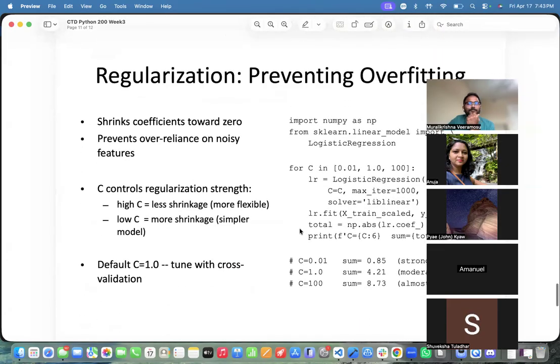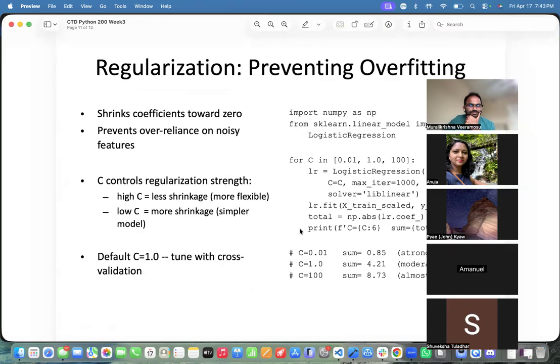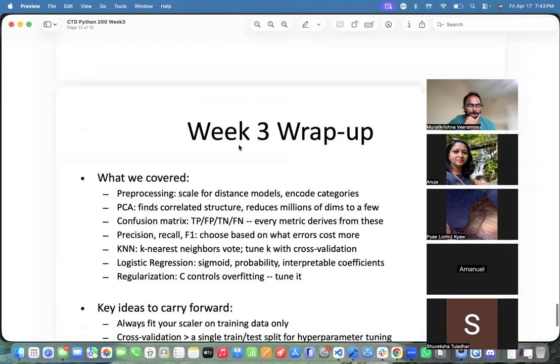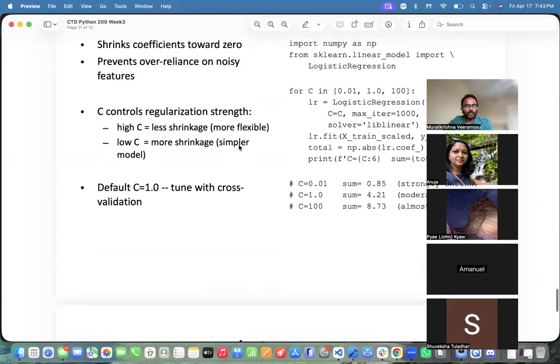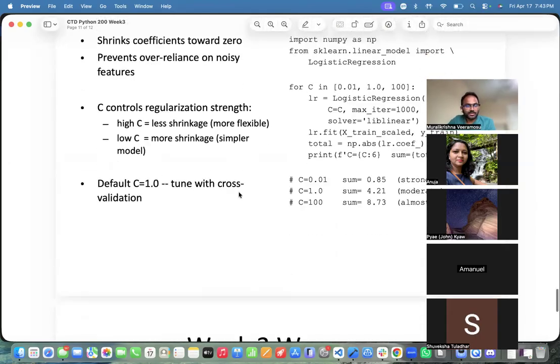So here, preventing overfitting. I think we add on the number of features in order to prevent overfitting. Yeah, you can basically check this.